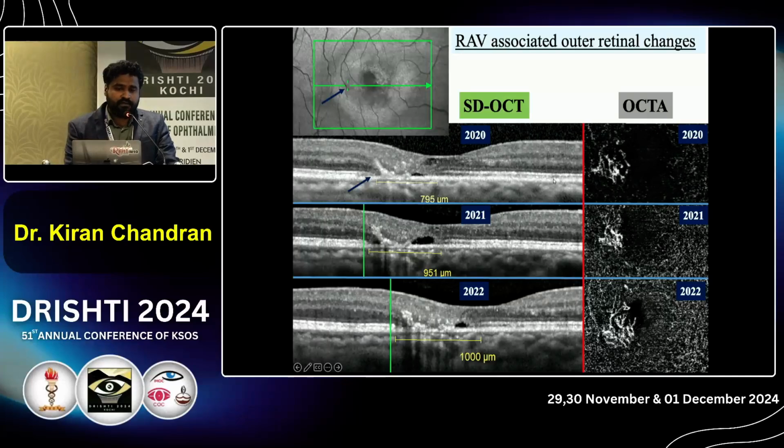So over here you can see a blue reflectance image showing an RAV superiotemporally, and exactly where the RAV is dipping into the deeper retinal layers, you can see the outer retina shows changes in the form of outer retinal hyperreflectivity with ellipsoid zone loss. As we progress into the disease stage over subsequent follow-ups, you can see the EZ loss is increasing and outer retinal hyperreflectivity is also increasing.